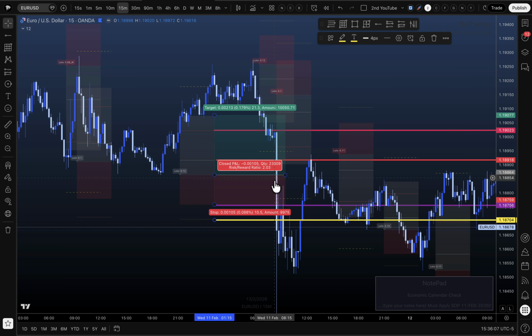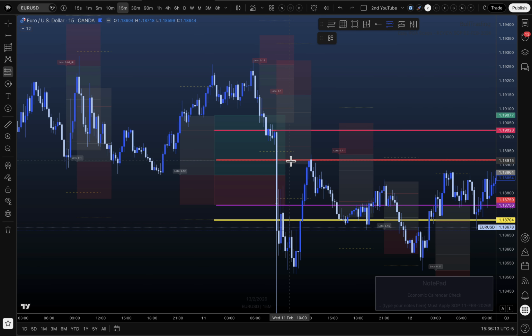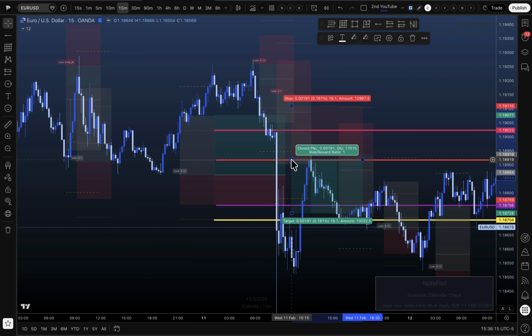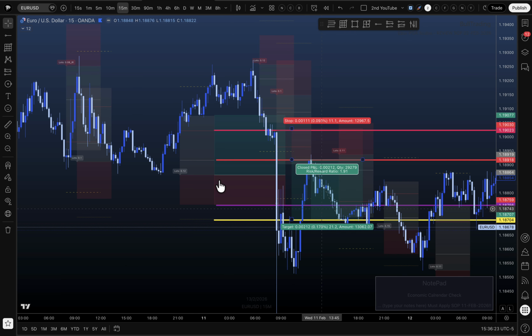Now that we have the levels, I'm going to show you the setup with the TradingView toolbox. You sell here and you aim here. Therefore, here you have the stop and reverse lines.